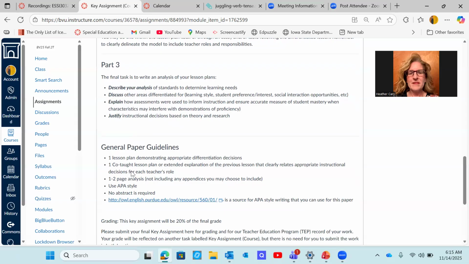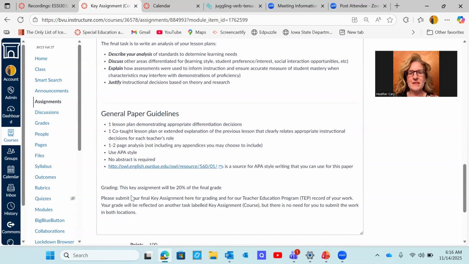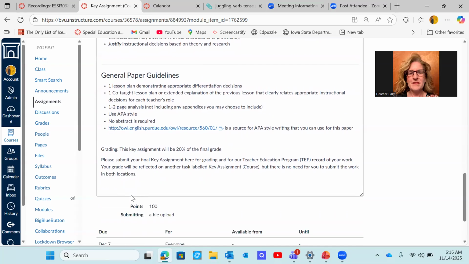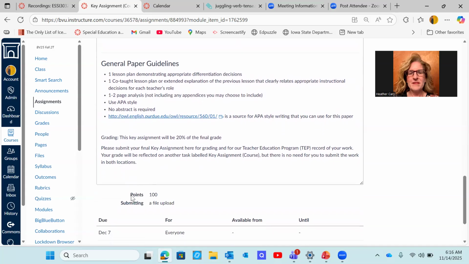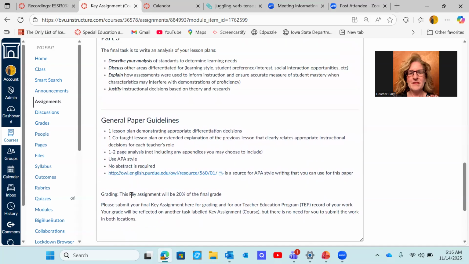Your co-taught lesson plan or extended explanation of the previous lessons should relate to instructional decisions. You have to have your 1 to 2 page analysis, and it has to be in APA format, including your references. All of your references should go towards the bottom. They should not be throughout your paper. This is 20% of your grade, okay? And then you need to submit it here.